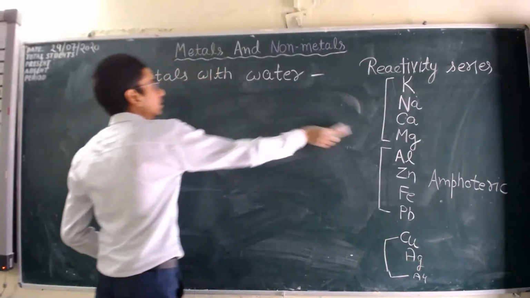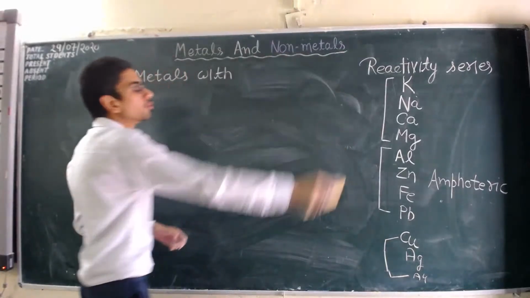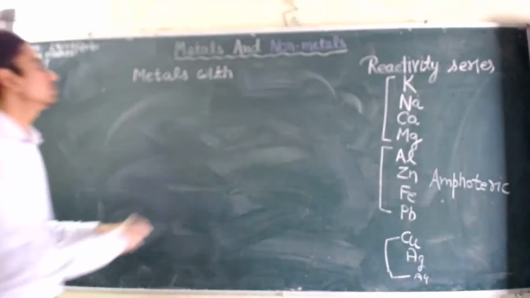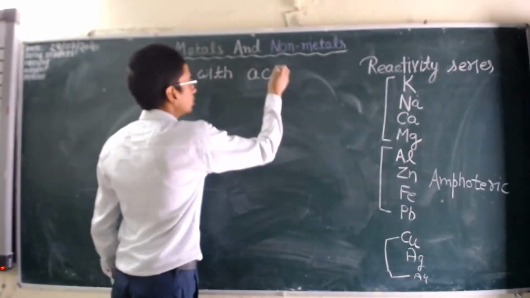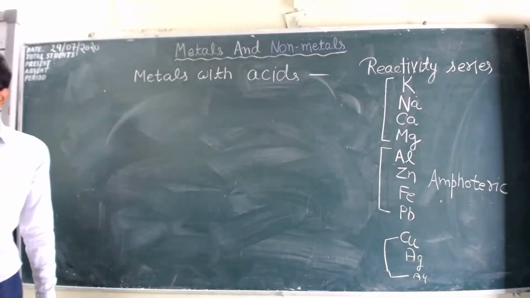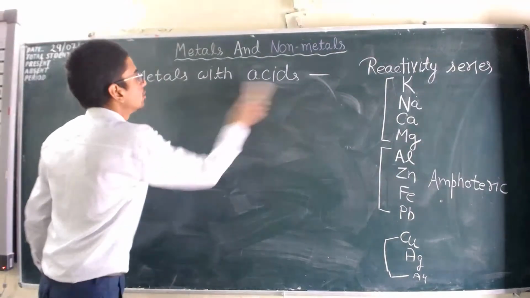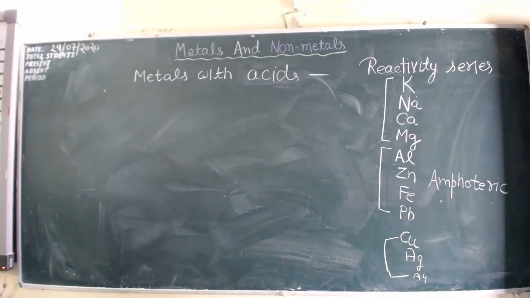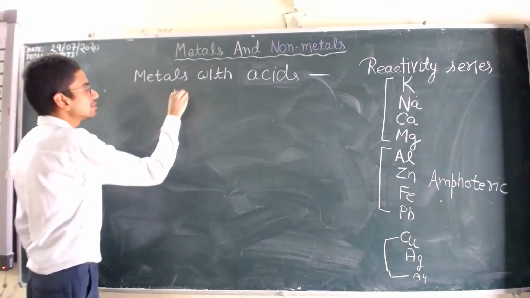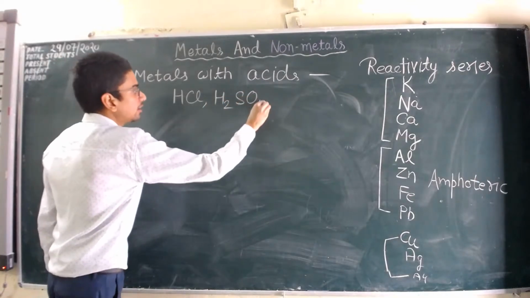We have studied the reaction of metals with oxygen and with water. Now we will study the reaction of metals with acids. What are acids? You have studied in chapter 2. Acids are those substances which give hydrogen ions in water. Okay. So examples of some acids are hydrochloric acid, H2SO4, sulfuric acid, and nitric acid.